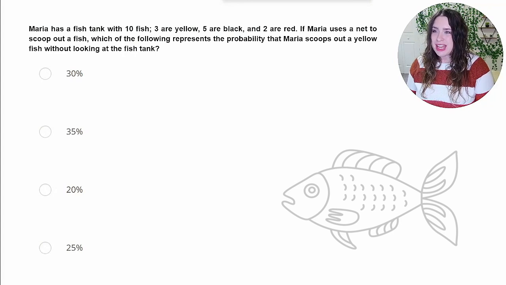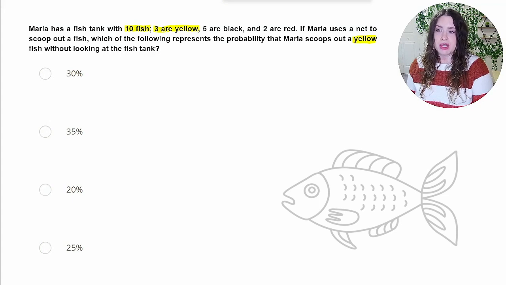Maria has a fish tank with 10 fish. 3 are yellow, 5 are black, and 2 are red. If Maria uses a net to scoop out a fish, which of the following represents the probability that Maria scoops out a yellow fish without looking at the fish tank? So we are looking for yellow fish, which there are 3 of. The other important information is that there are 10 fish in total.